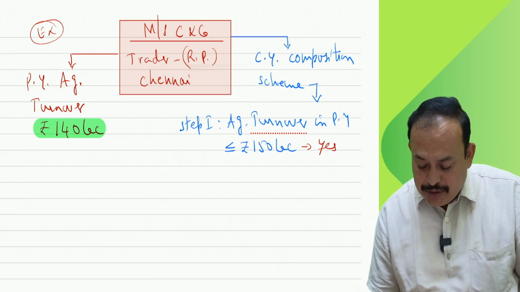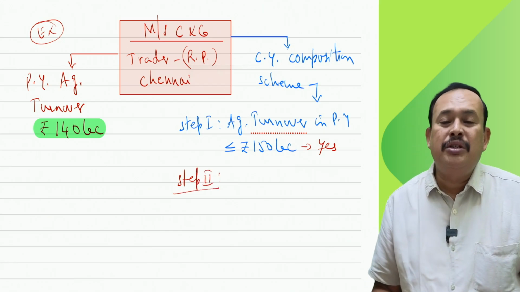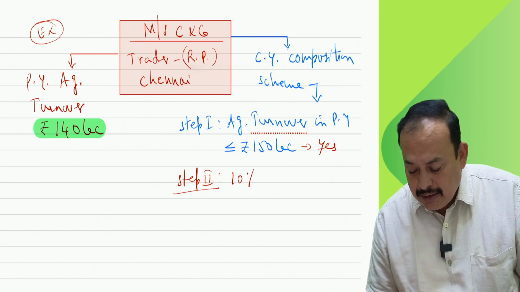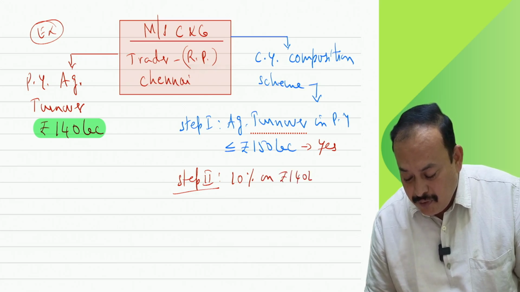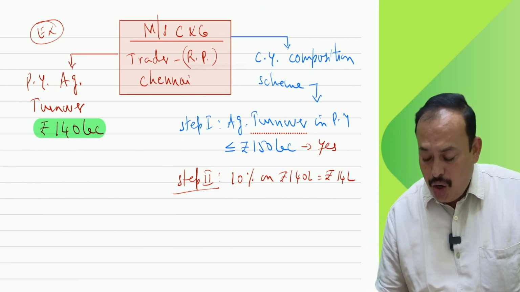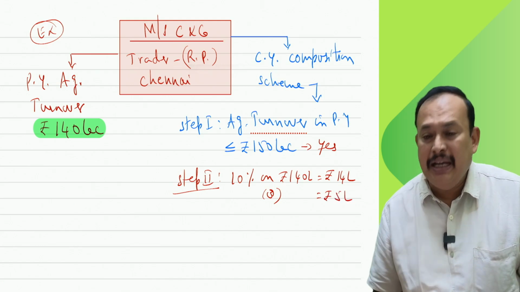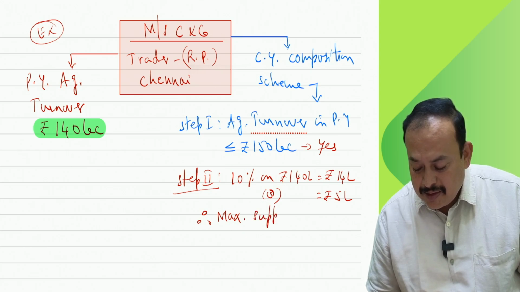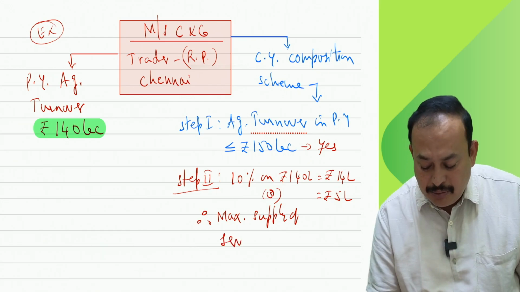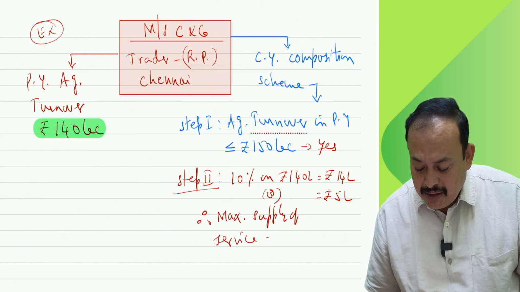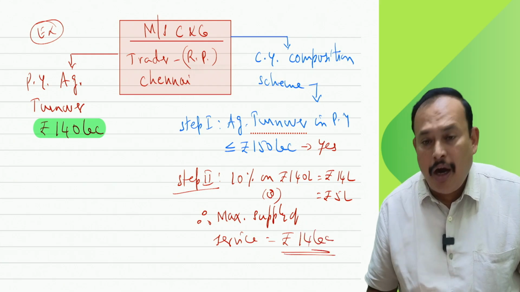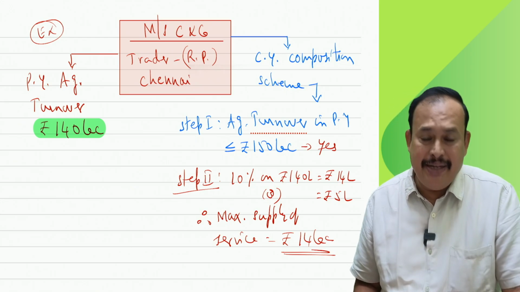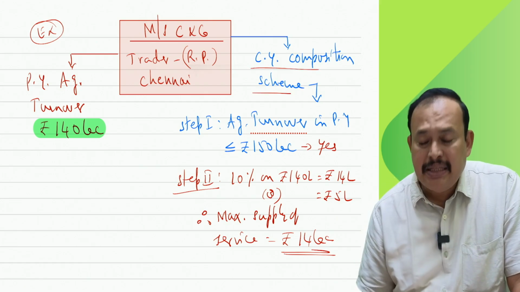Step 1, yes, satisfied. Step 2, they should not exceed the limit for services other than restaurant. 10% on rupees 150 lakhs is 15 lakhs, or rupees 5 lakhs, whichever is higher. Therefore, the maximum supply of service is 14 lakhs. Up to 14 lakhs in the current year, they can provide services being a trader. Then the composition scheme is eligible in the current year.